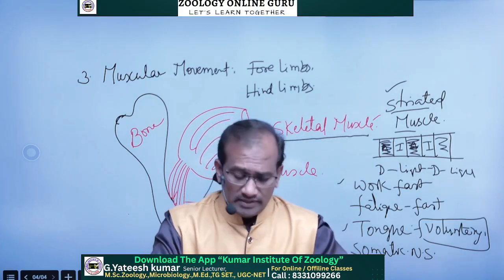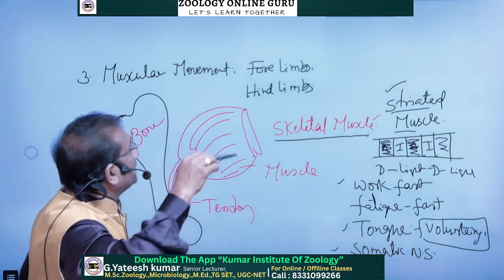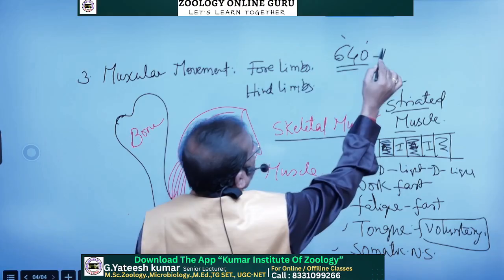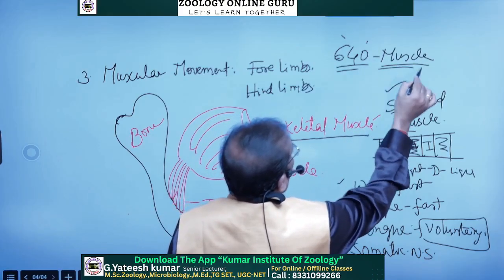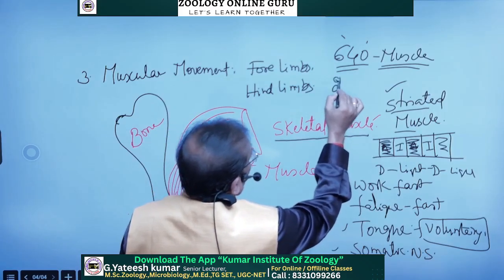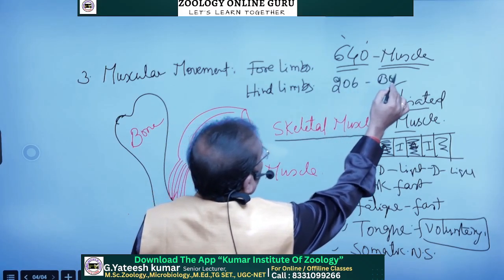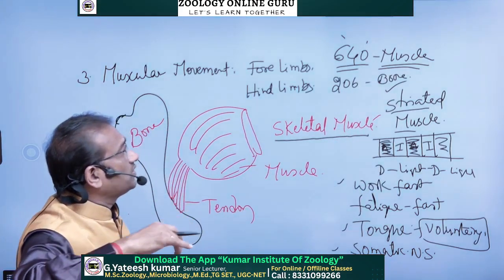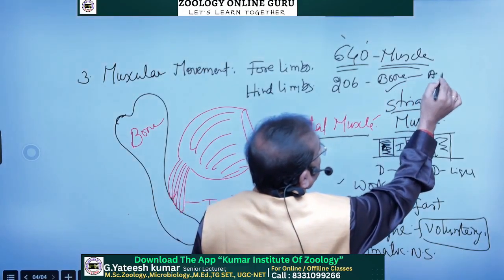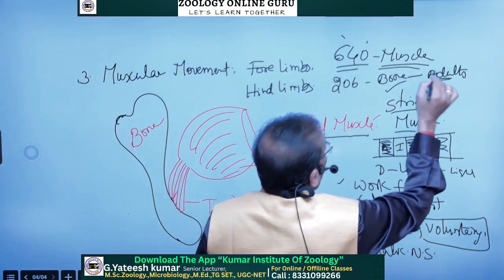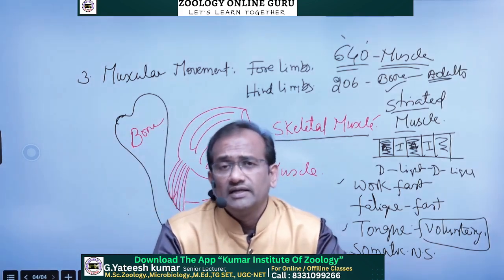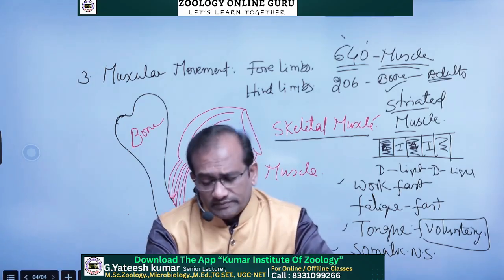In our body, there are 640 different types of muscles present. So the total muscles in our body are 640, and there are 206 bones present in our body. So 206 bones and 640 muscles are present. This bone number is for adults. The bone number is different in adults and infants.